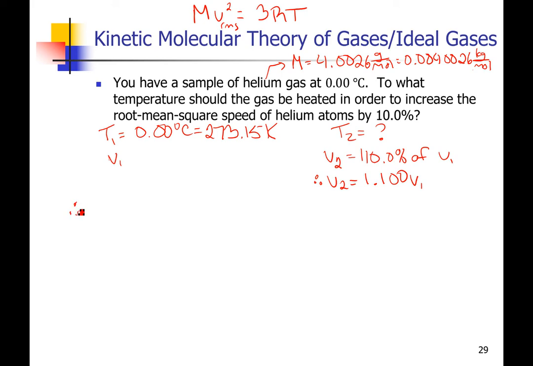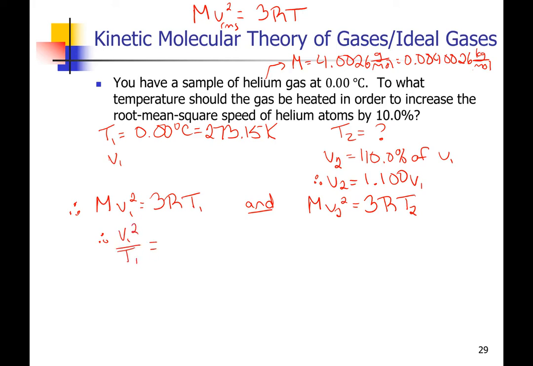So if I did not have molar mass, then what I would need to do is I would need to recognize that the molar mass times the first speed squared is going to be equal to 3 times the ideal gas constant times the first temperature, and the molar mass times the second speed squared is going to be equal to 3 times the ideal gas constant times the second temperature. And I can rearrange each of these equations such that I group together the terms that are changing on one side, and I group together all of my constants on the other side.